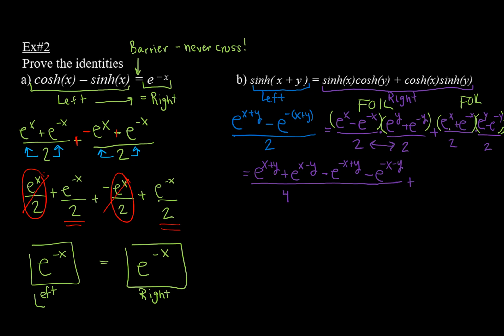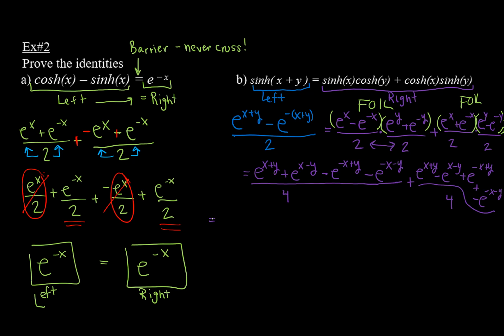And I'm going to FOIL similarly for the second one. It's a little squished on the end here. So let's see if I can fit all of that in. It's going to be longer. So I'm going to have e to the x plus y minus e to the x minus y plus e to the negative x plus y. And I'm running out of room, plus a negative e to the negative x minus y. And this is all over 4. Let me move this over.